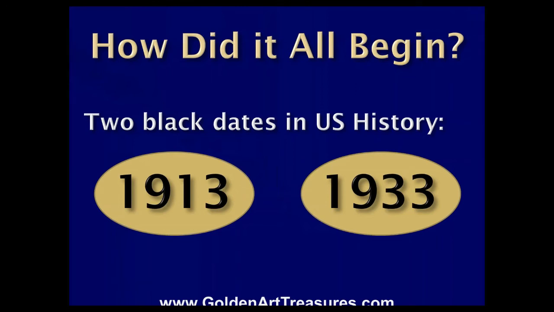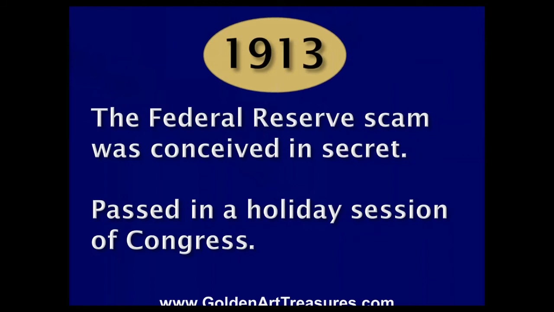Well, if you study your history, you know that the two blackest days in history are 1913 and 1933. Some people disagree with me. They'll say the blackest day in U.S. history is when so-and-so got elected, somebody they really hate, you know. But I'm talking economically, not politically. Let's look at what happened. In 1913, the Federal Reserve scam, and it is a scam, was conceived in secret.